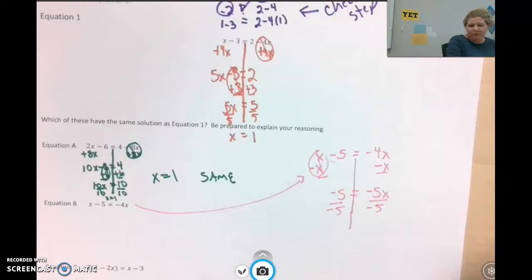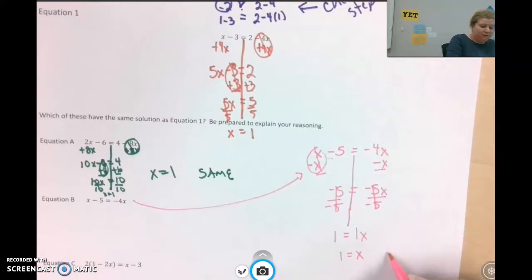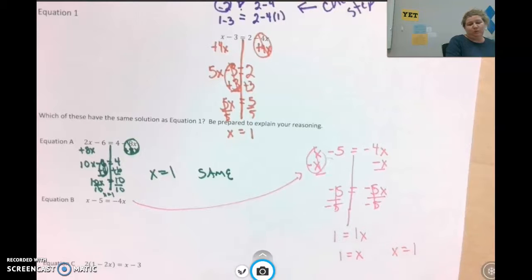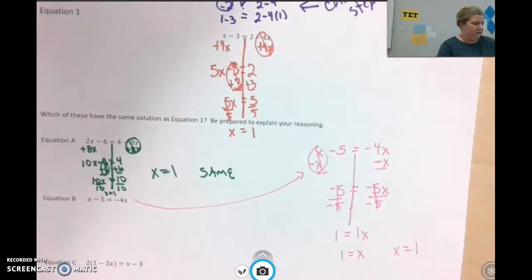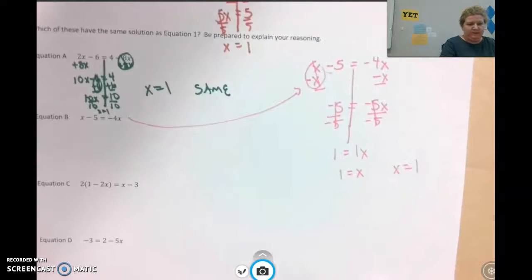Some people aren't comfortable with that, but it's really okay. Negative 5 divided by negative 5 is 1. So 1 equals 1x, or just 1 equals x. If you feel more comfortable, you could say x equals 1. But you do need to realize these are the same thing. Alright, let's move on to the next equation.